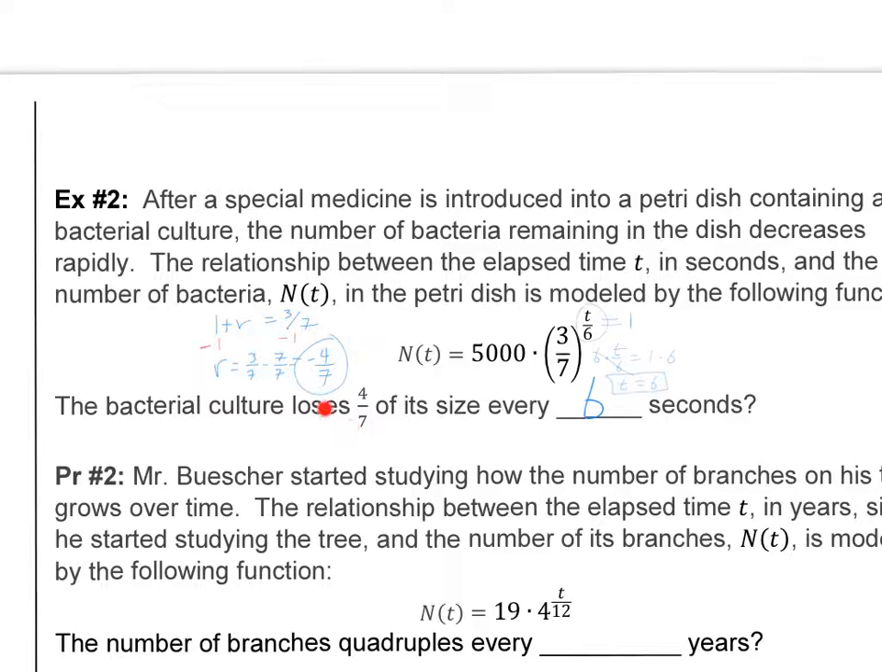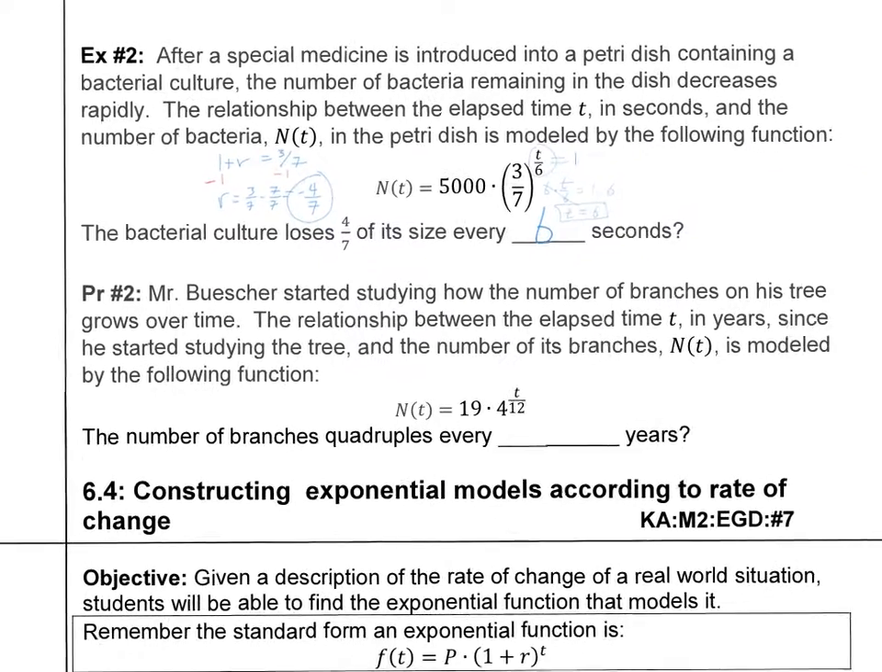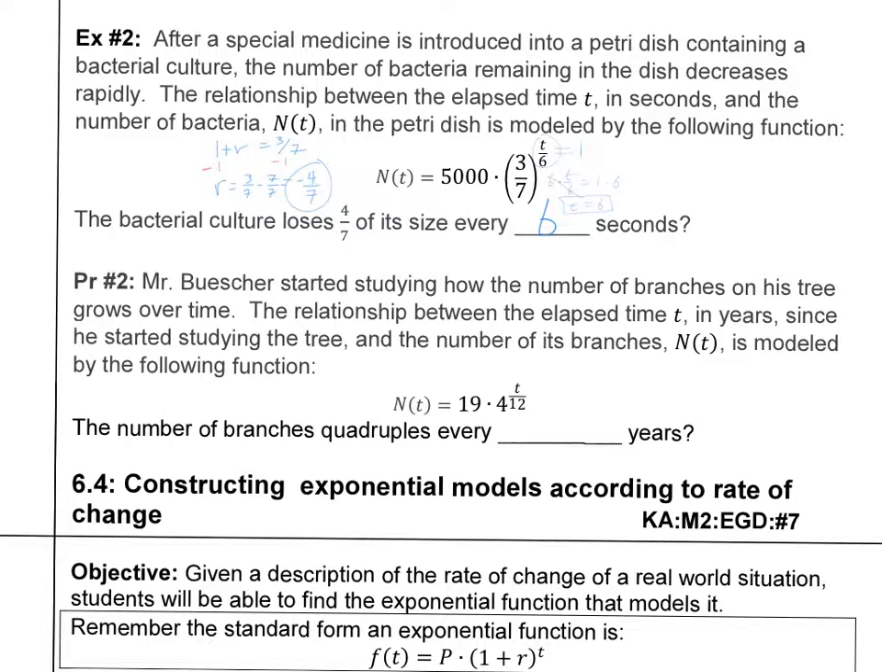We see why they got that 4/7, because they're just doing 1 plus a negative 4/7. And we can see why it's 6, because it's when the exponent equals 1. So the next problem you'll probably be able to do without even reading it. But it says, Mr. Busher started studying how the number of branches on his tree grows over time. He's got lots of trees in his yard, in case you don't know.